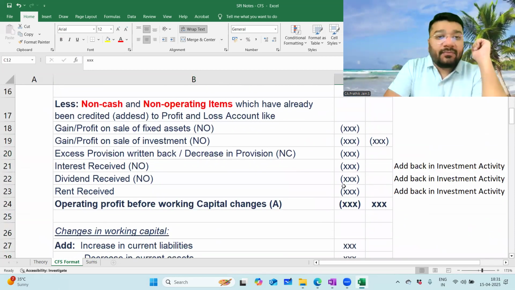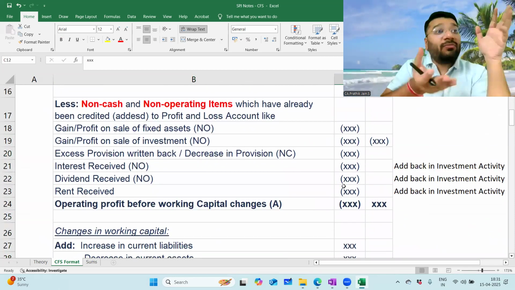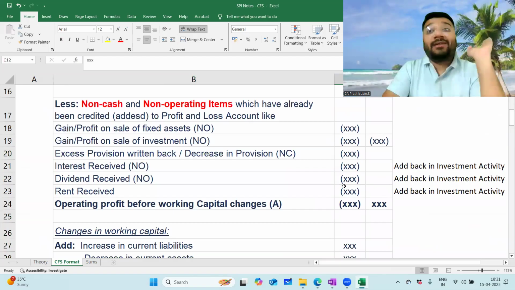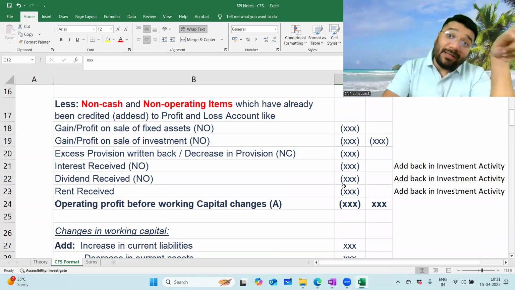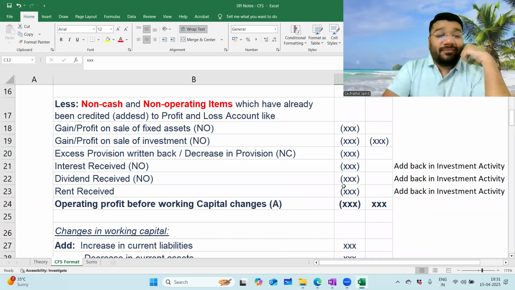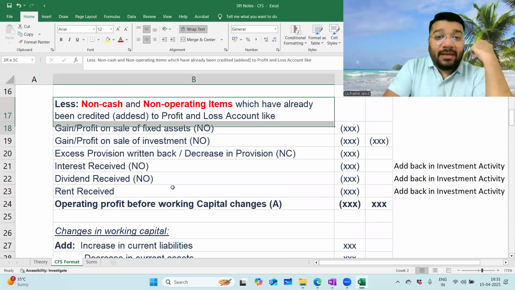Next. I never expected I'd take so much time to finish non-cash and non-operating. Only expense items. Now we're touching income items. Now question based on that. Today's target was segment 2 and segment 3 also. My goodness. If you do like this, how will I complete?